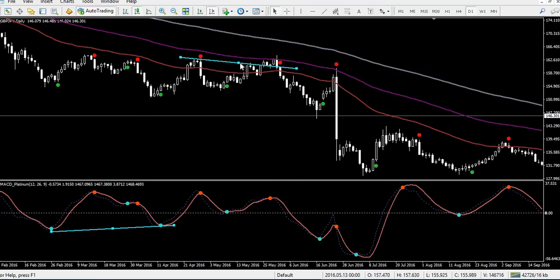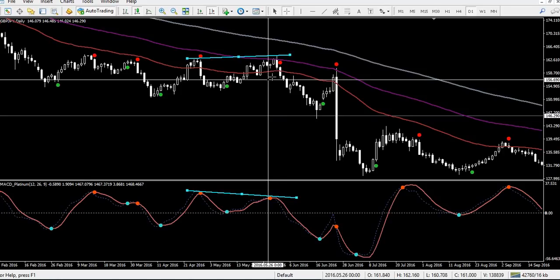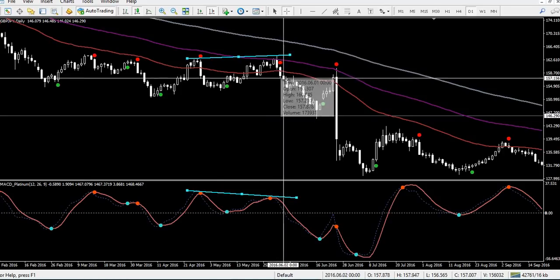You can probably have a look across here. Not sure what we're going here. So we've got possible divergence. Let's have a look. Yep, certainly have. So we've got higher high on price and a lower high on the MACD Platinum. Divergence. Take the bearish divergence. Take the sell there.